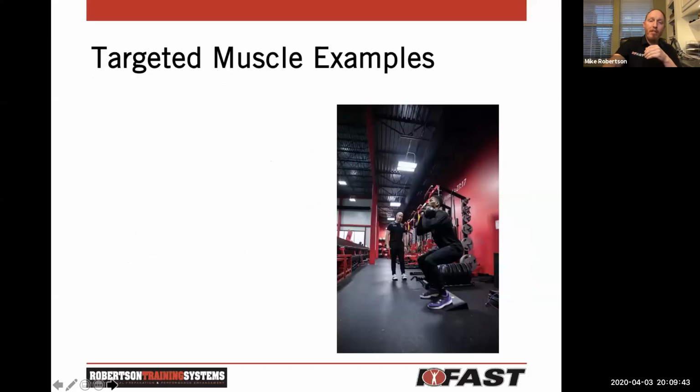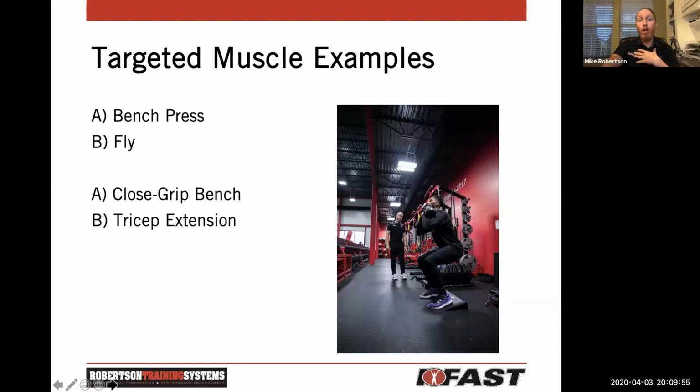So let me give you a couple examples here, and this will probably make a little bit more sense. If we want to be a little bit bro-ish, we could do a bench press, right? Something heavy and compound, and then superset it with a fly. We can do a closed grip bench press and then a tricep extension. We can do a squat and a leg extension. But in general, the way you set this up, you do a big compound lift, take a little bit of a break, and then you superset it with an isolative exercise.